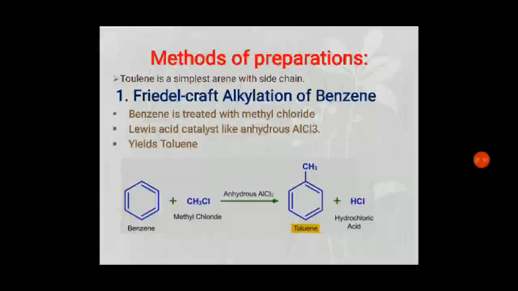So this can be done with the help of the catalyst anhydrous AlCl3. It is a Lewis acid. We all know that AlCl3 is a Lewis acid. So in Friedel-Crafts reaction, the catalyst used is anhydrous AlCl3. So when benzene is treated with methyl chloride in the presence of anhydrous AlCl3, this methyl group will get attached to the aromatic ring and we get toluene and HCl.